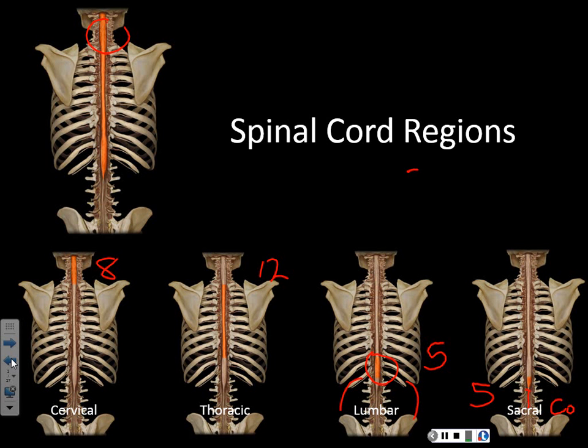Okay, and it's not a region because there's only one spinal nerve coming out of there. The other ones are regions because they've got several, right? And the biggest region, of course, is the thoracic, right?